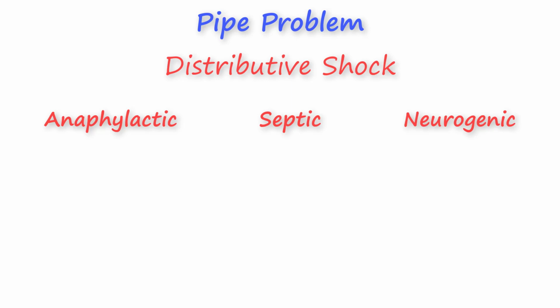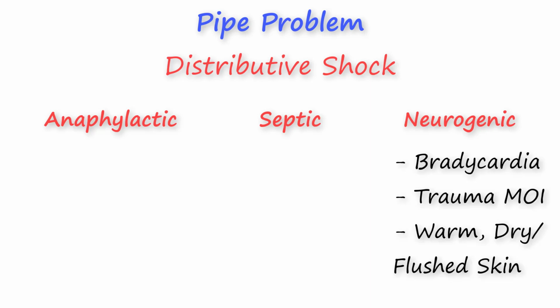Neurogenic shock is a unique one. In all of your other types of shock, the heart is going to go tachycardic to try to compensate. Neurogenic is the one that, because of the trauma to the central nervous system, the heart is going to go bradycardic actually. In addition, most of your other shocks will have cool, pale, diaphoretic skin. Neurogenic, your skin's likely going to be warm, dry, maybe flushed. And obviously there's got to be some sort of trauma mechanism of injury for this patient.